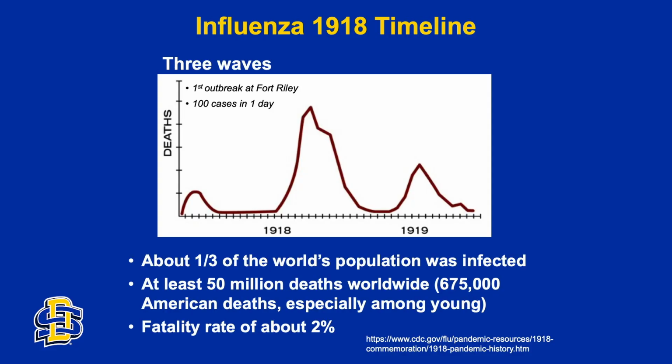And then there was a second wave of cases in the fall of 1918. That's where the majority of the deaths occurred. About a third of the world's population was affected by this epidemic in 1918. And about 50 million deaths occurred worldwide. There were 675,000 deaths in the United States. It's probably one of the worst epidemics.